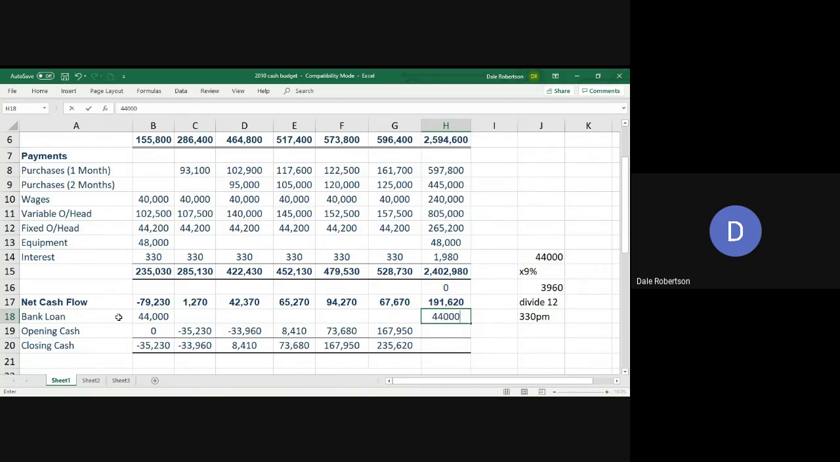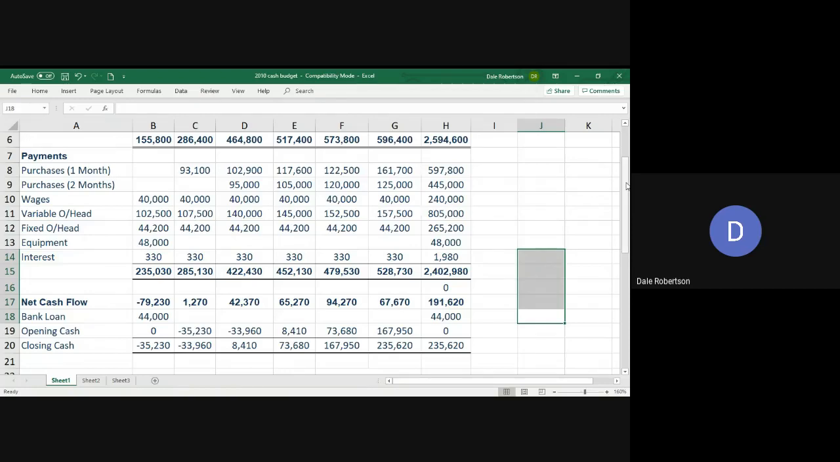And of course, the opening cash for the total column is 0 because it was 0 in July. And when you add those two together, you're going to get 235,620. And that matching amount there in the closing cash means that we've done our budget correctly.